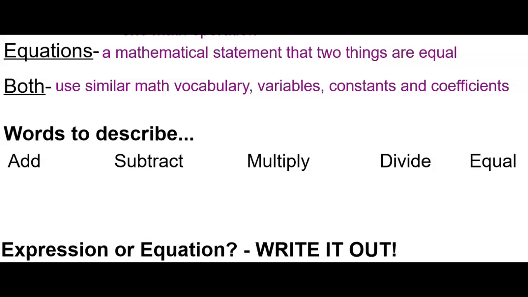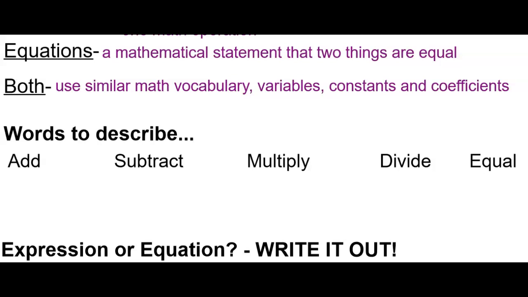For divide, that would be finding the quotient. Now, we could say splitting something in half, which would mean to divide by 2. Sometimes they just use the word divide as well. And equal, the most common word we're going to find today is the word is. Whenever we see the word is, it usually means that is where our equal sign is going to go.